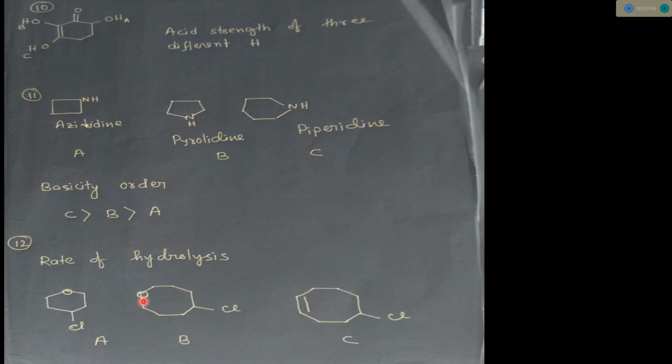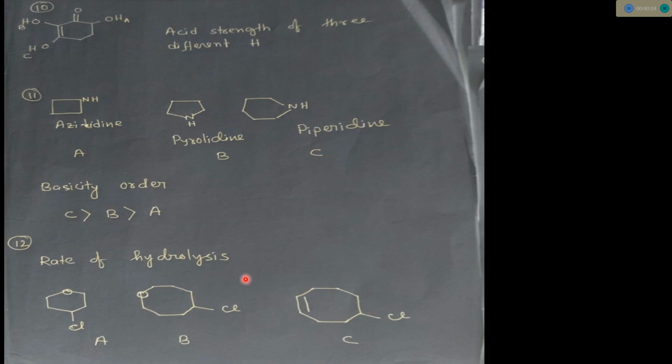But oxygen is an electronegative atom, and here is the double bond. So I think the double bond will participate faster in neighboring group participation than this oxygen atom. If there is a sulfur atom, then this sulfur is less electronegative and more nucleophilic, so it will attack this position easily. So in that case, we can say that hydrolysis of this compound will occur faster than this.